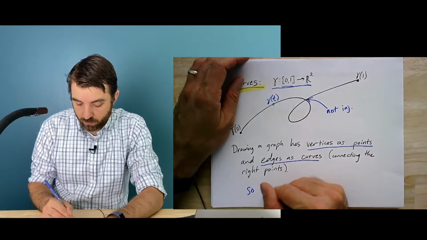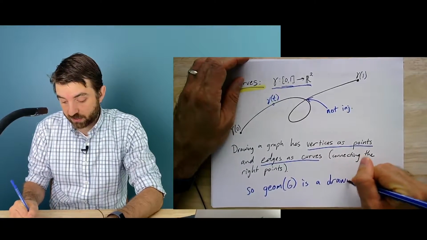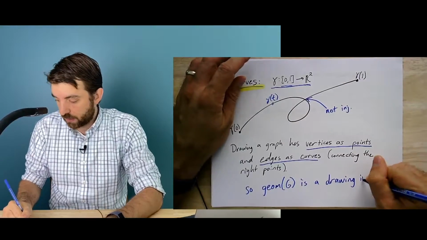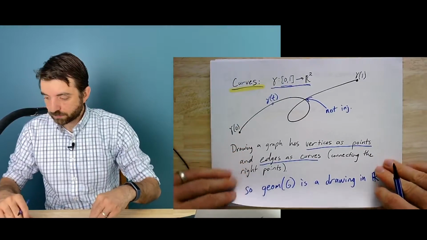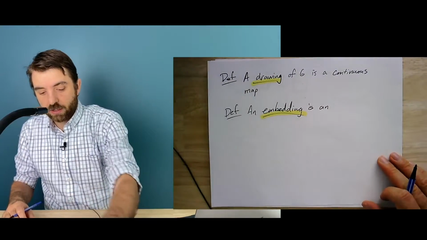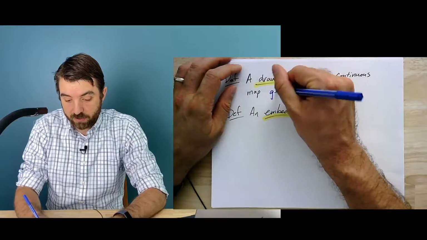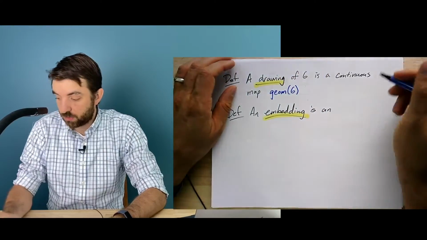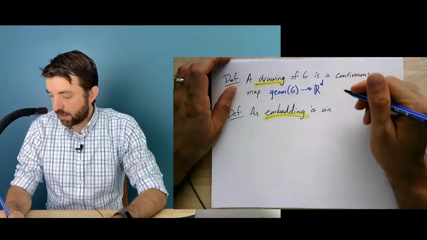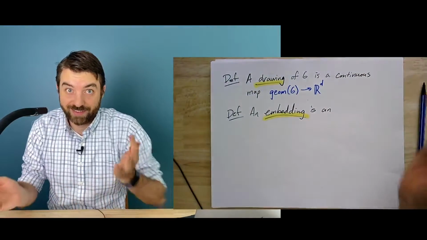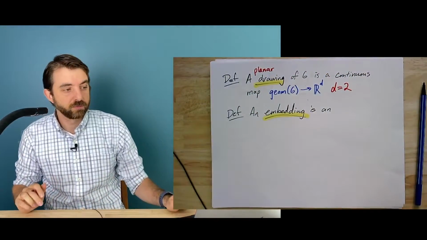So what we have then is that the geometric realization of G is a kind of drawing. I haven't given the technical definition yet, but you can think of that as a drawing in Rn, and now we're going to generalize that just a little bit. Formally, a drawing of the graph G is a continuous map from its geometric realization into usually some Euclidean space. I'm just going to call it R^d here, some dimension. And in the case where, say, d equals 2, which is maybe our most common case, we would call it a planar drawing.